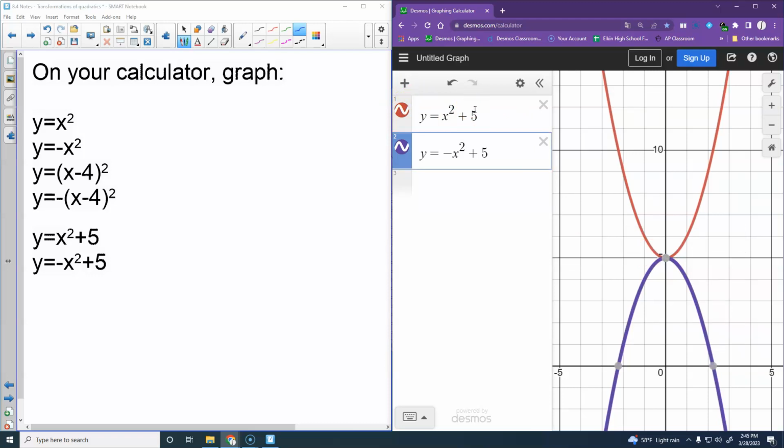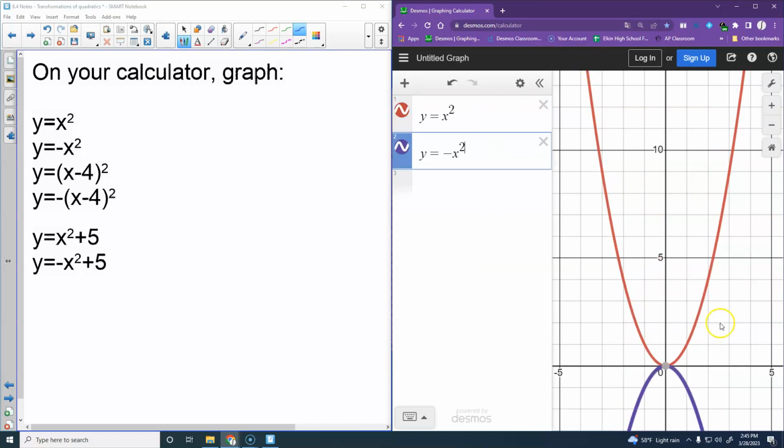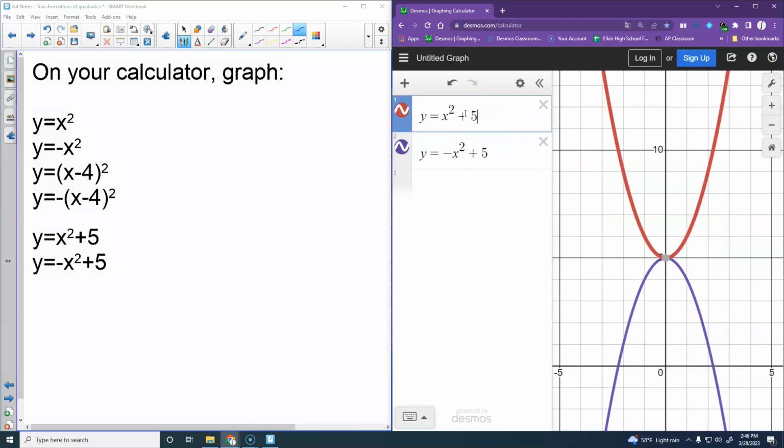All right? Now, I will say this. The flip happens first. Then the shift up, down, left, or right is going to happen. It doesn't make a difference on the first two because they're on the x-axis. But like this one, if you think about it without the plus 5, this would be just the parent graph. You would flip it first by putting that negative there. Then you would do the plus 5, which would move it up. So that is what it's going to look like there.